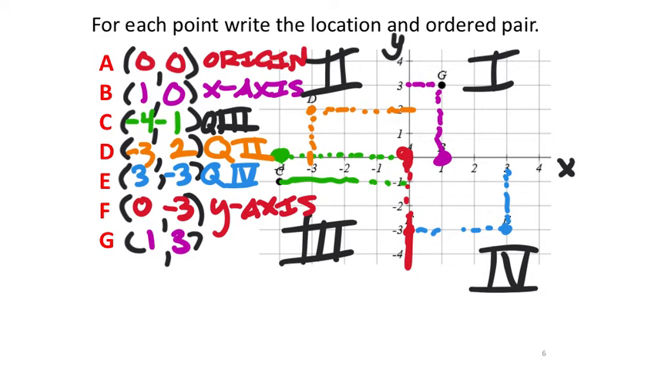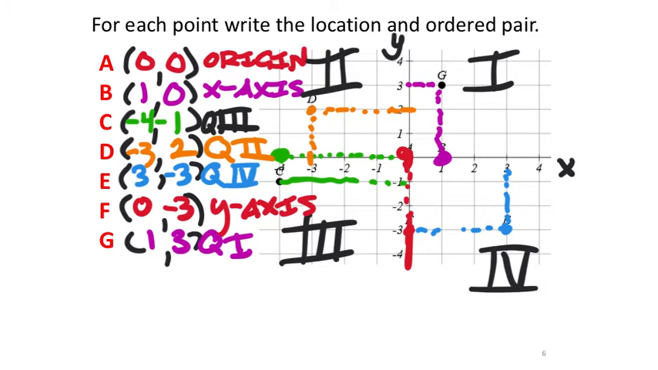And then 1, 3. 1, 3, that's G, right? So that's in quadrant 1. Boom. All right, so we've identified all the locations of the points and their corresponding ordered pairs. And, well, you'll have to do that on the homework. Maybe I spent more time on that than I should have, but it's a decent exercise.